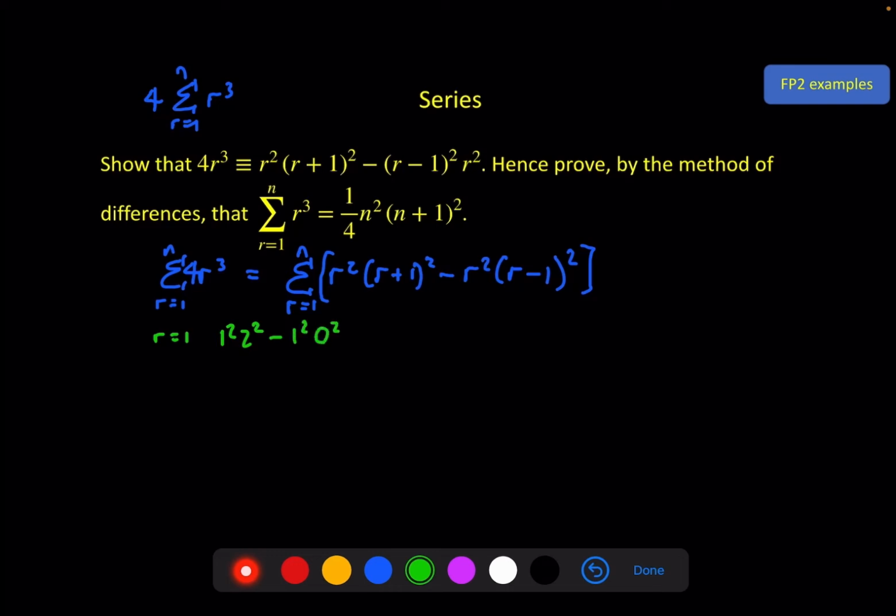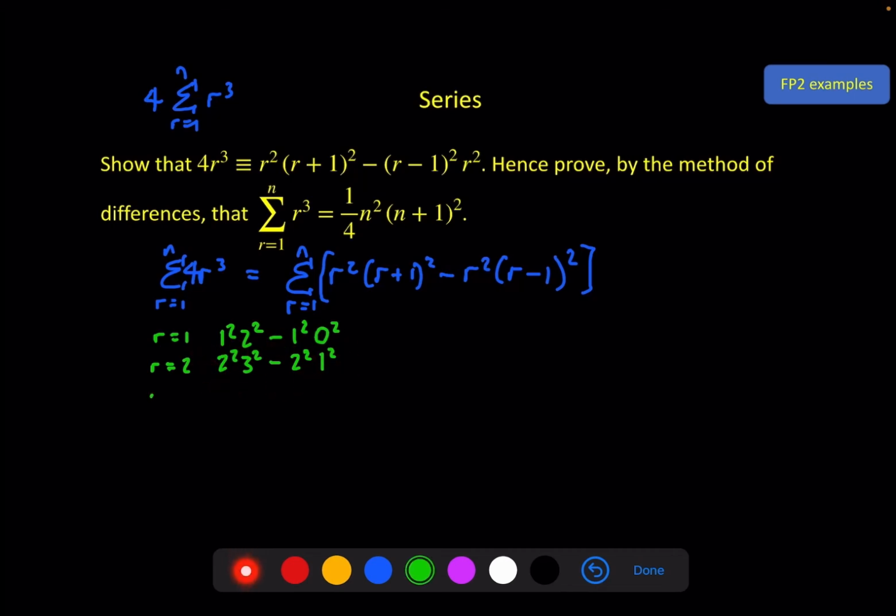And of course I could evaluate that, but there's no point evaluating this because I know a lot of my terms are going to cancel. I don't want to evaluate things that I don't really need. So I'm not going to evaluate them yet. I'll see what cancels first, and then we'll just evaluate the things that we need at the end. So our second term of the series would be 2 squared times 3 squared minus 2 squared times 1 squared. And you can see here that this first part of the first series term will cancel with the second part of the second series term.